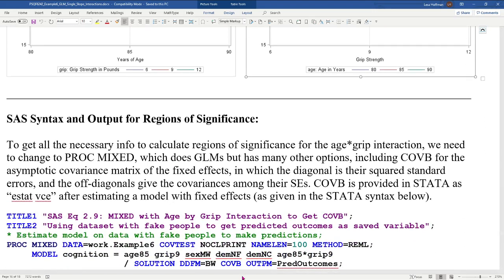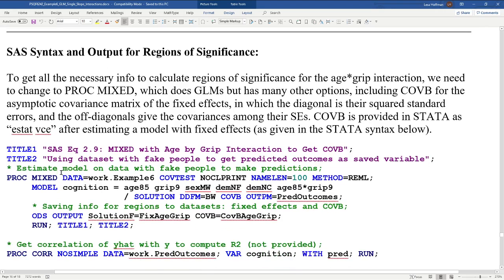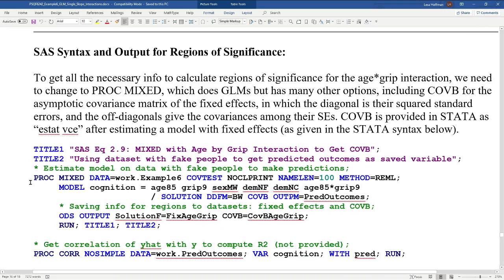So here's some additional material. This is using a different procedure in SAS, called proc mixed, which we will get to know in the longitudinal class, stands for mixed models. And the reason that I had to switch to that procedure is to get this option right here, COVB, the asymptotic covariance matrix of the fixed effects, because I need that to be able to compute the regions of significance for the age and grip strength interaction. So most of this is the same. So if we just look at this core piece right here, this is exactly the same as proc GLM.